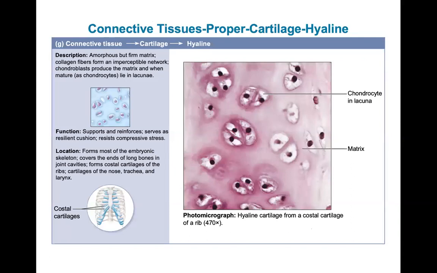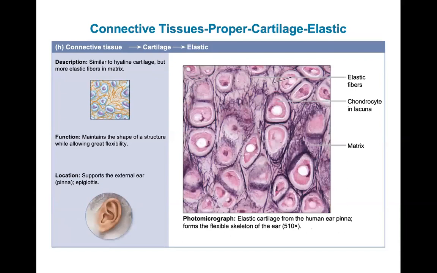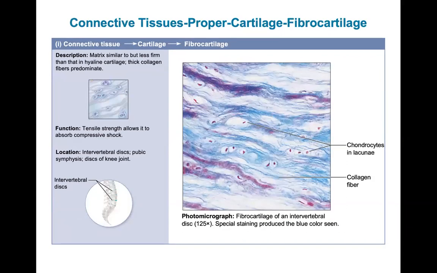So this is looking at hyaline cartilage. Again, hyaline cartilage is going to contain lots of collagen fibers, okay, with a nice matrix. You can see the cells located in the lacuna. Elastic cartilage is going to contain more elastic fibers, less collagen fibers, and again, you still have the cells within the lacuna. And then the fibrocartilage, this is going to contain thick collagen fibers, similar matrix to that of what we see in hyaline, but a lot less firm.